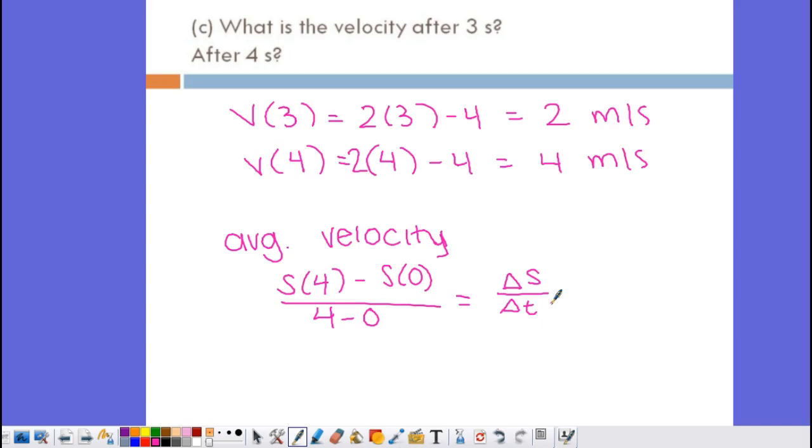How about your acceleration? If velocity is 2t minus 4, what's the acceleration going to be? 2. Acceleration ends up being a constant.